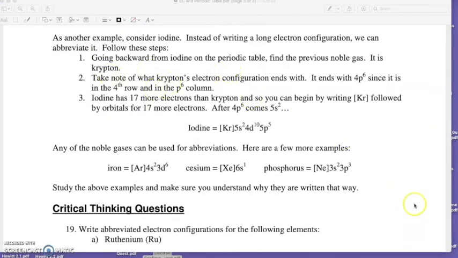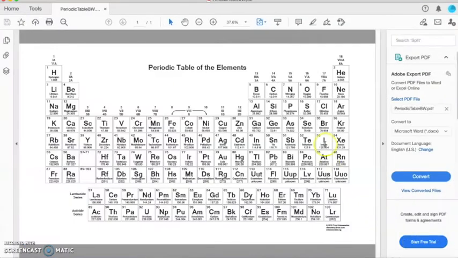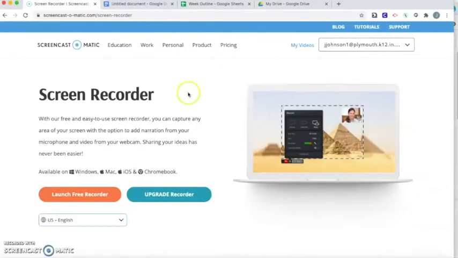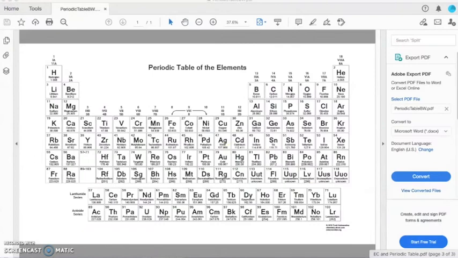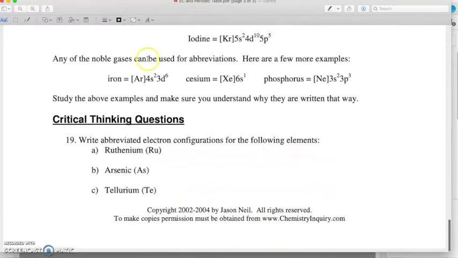Take note of where krypton's electron configuration ends. It ends at 4p6, and iodine has 17 more electrons. So then we write down everything that comes up after that. So 5s2, and this is 4d, so 4d10, and then we got 5p5, and that would take us to iodine, right? 1, 2, 3, 4, 5, and we see that iodine gets us there, to 5p5. So any of the noble gases can be used for abbreviations.